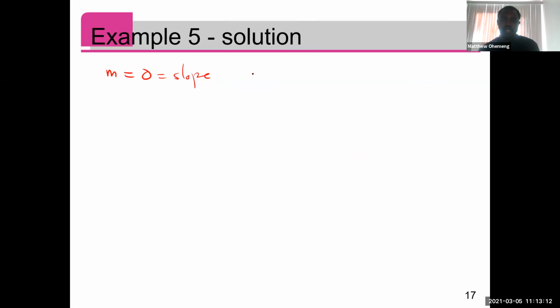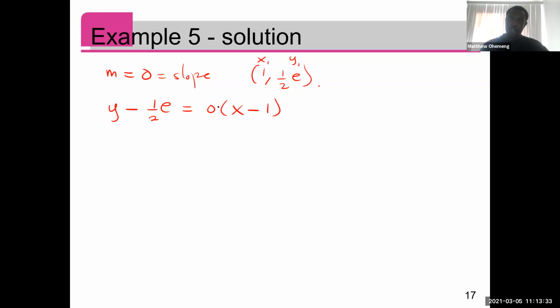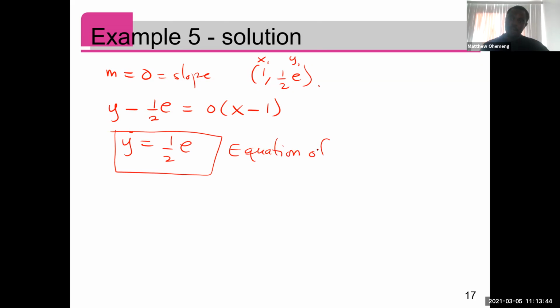What's the point? 1, and then half e. So let's just proceed and get the equation of the tangent line. What's the equation of the tangent line? We use the point slope formula. So this is my x1, this is my y1. So the equation will be y minus y1, so that'll be y minus half e, equal to the slope times x minus x1, which is 1. So this is 0 and that will go off. So we just have y equal to half e. And that's my equation of the tangent line.